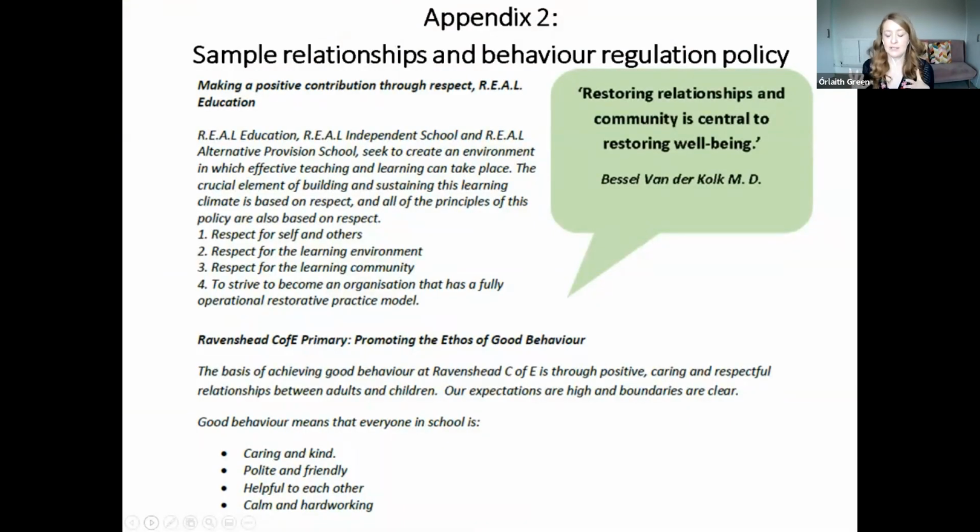So as we go through these tools, let me know if you have seen them or anything similar before, or if they're new to you, let me know what you think. Does it sound useful? So the first is a sample relationships and behaviour regulation policy.